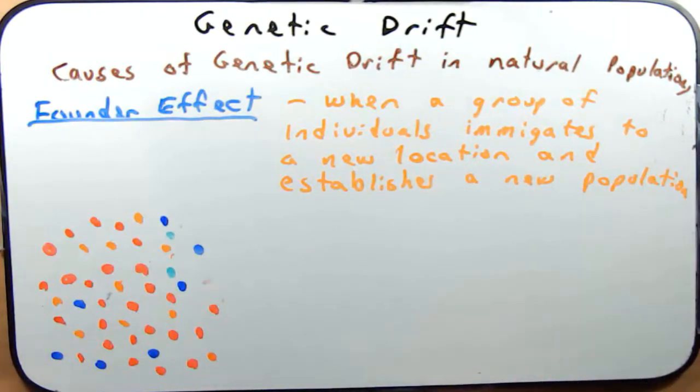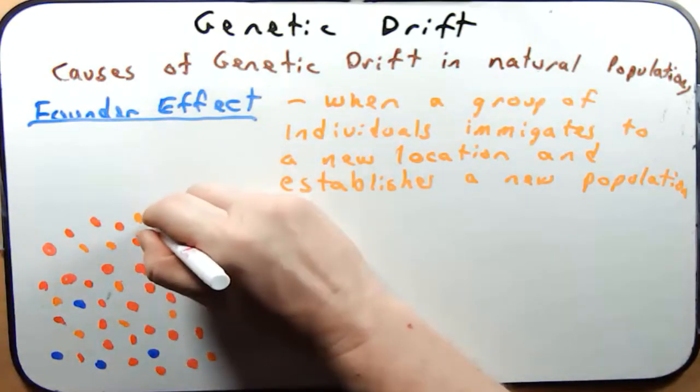So let's consider the beetle population that we talked about a few lectures ago when we were talking about natural selection. In this beetle population, it has many more red beetles present than the other colors, blue, green, and orange. But we do still see that variation within this population, even though it's mainly red. Well, the founder effect would say if a small group of these individuals left this larger population and moved to a new location and founded a new population.